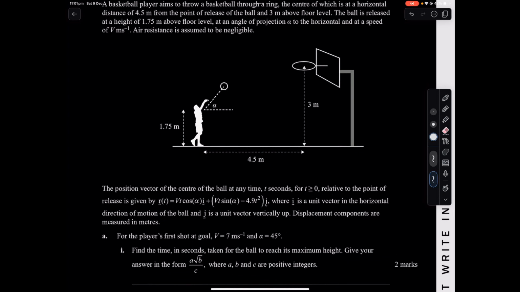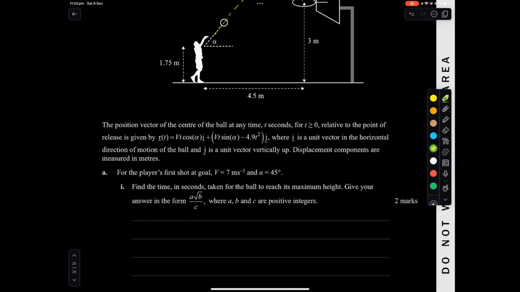So what's this ball going to do? It's going to go through projectile motion, so it's going to go like this, and it's going to be hitting the hoop. The position vector of the center of the ball at time t seconds, for t greater than or equal to 0, relative to the point of release is given by this, where i is a unit vector in the horizontal direction of motion and j is the unit vector vertically up. Displacement components are measured in meters.